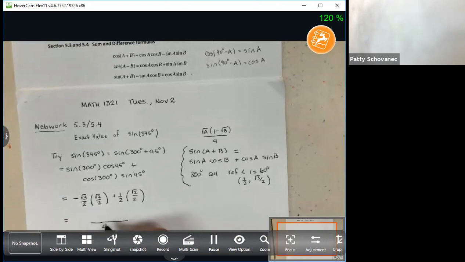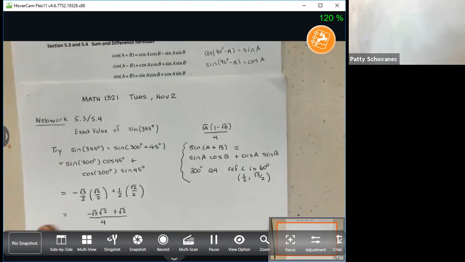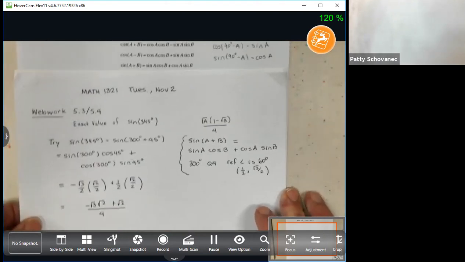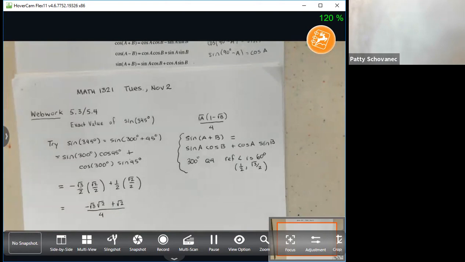So there's the 4. Then I have minus square root of 3 times the square root of 2 plus the square root of 2. And so it looks like if I change the order in which I've written these, right, addition is commutative, and then factor out the common factor of square root of 2, I think I have it in the right form. So I'm going to change the order.